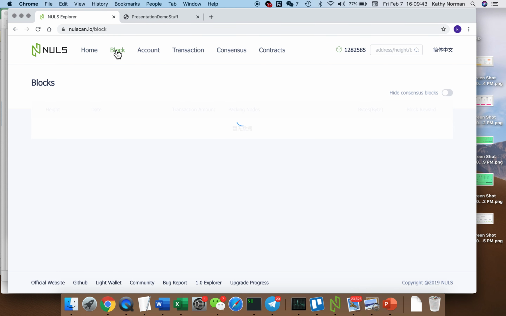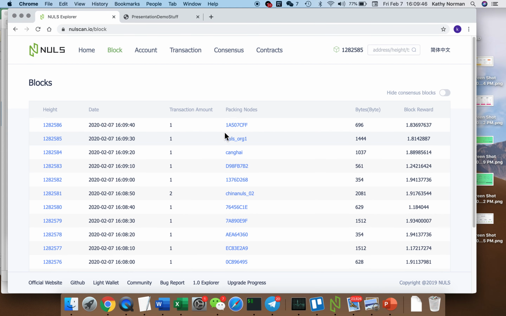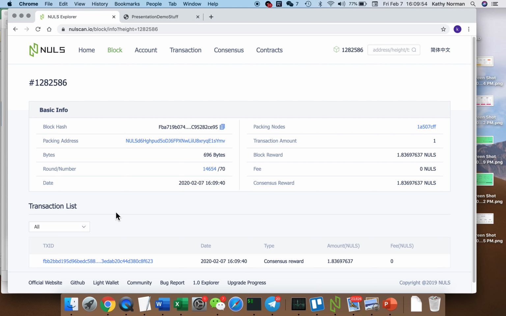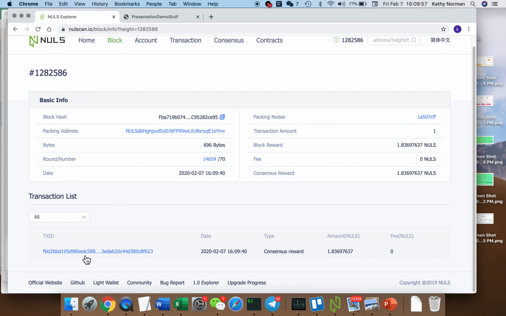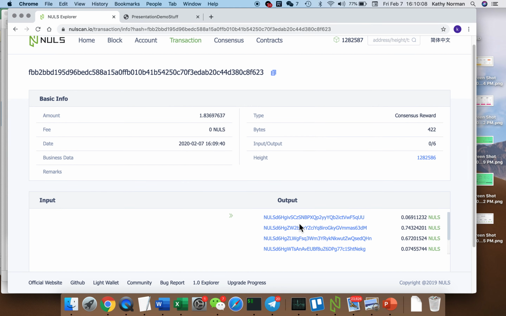Now, let's take a look at a block. So the latest block was processed by this particular packing node that you could select and get more information on. Let's just click on this block. There is one transaction that was executed in this block, and that transaction paid the consensus node 1.83 NULS. Let's take a look at it. In this particular case, these 4 accounts were paid some portion of that consensus reward, and that portion is related to the number of NULS that they have staked in that node.